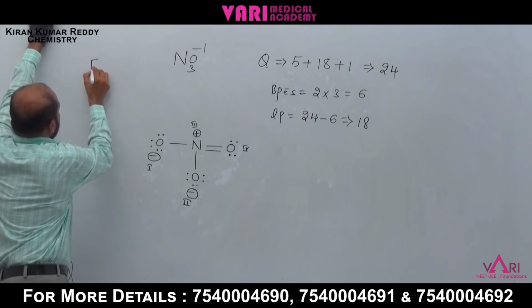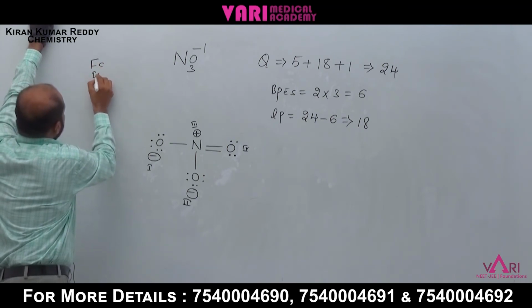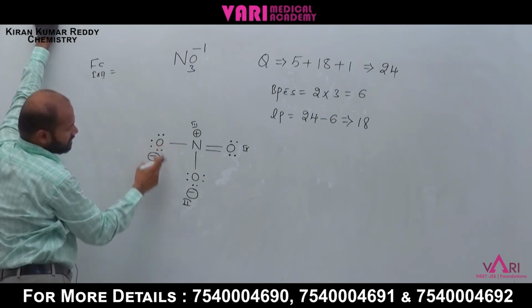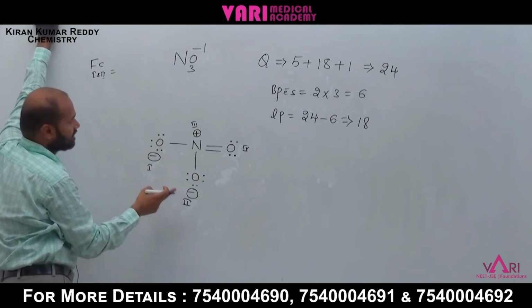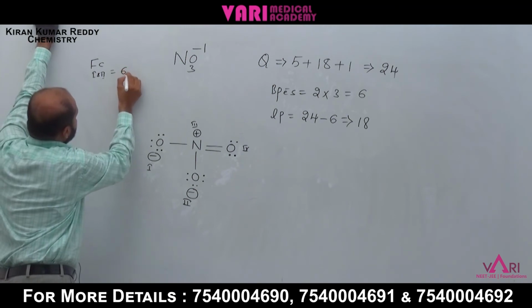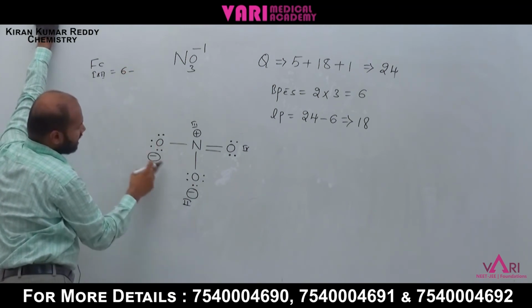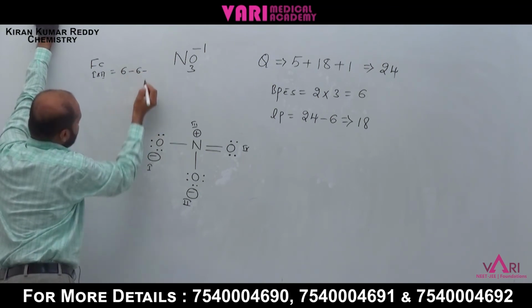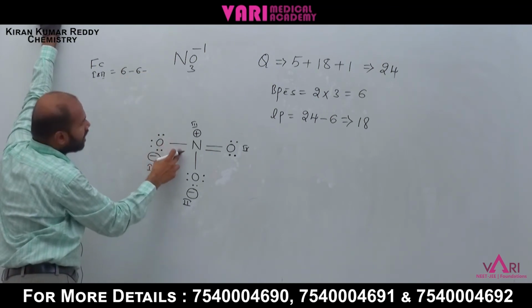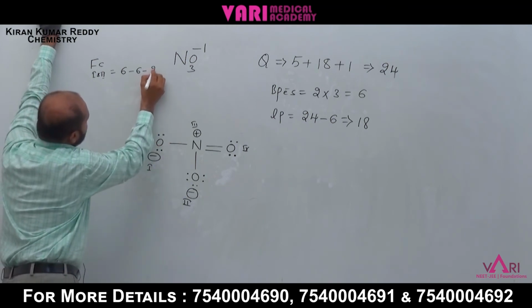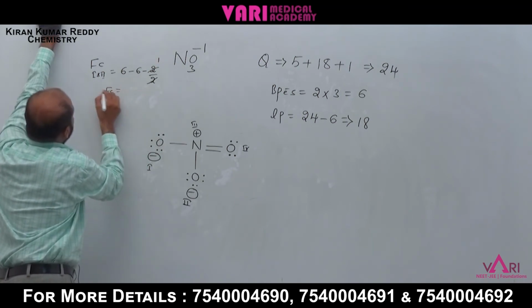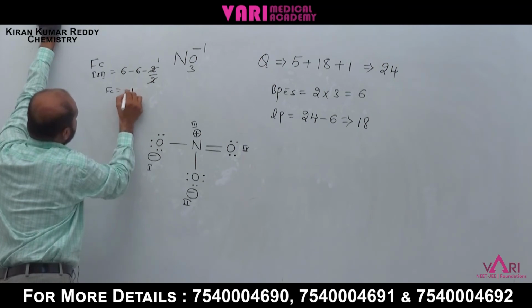The formal charge of structures 1 and 2 is the same, because 1 and 2 are the same. The formal charge of this oxygen is the same, minus is there. Now I am writing 6 minus valency electrons, 6 lone pairs: 1 2 3 4 5 6, minus bond pairs. Tell me, one bond only, 2 into 1 is 2, 2 by 2 is 1. So the formal charge of the first and second structures is -1.